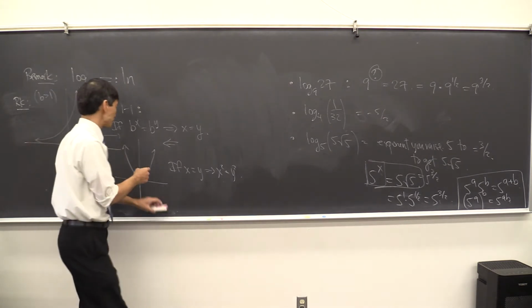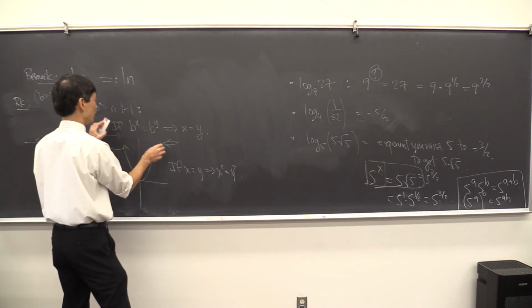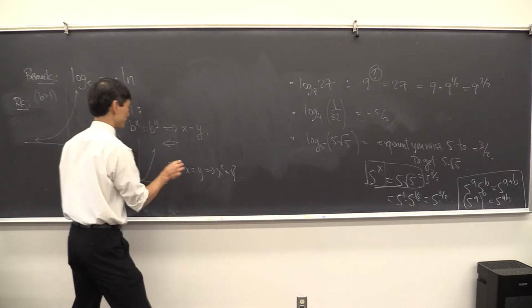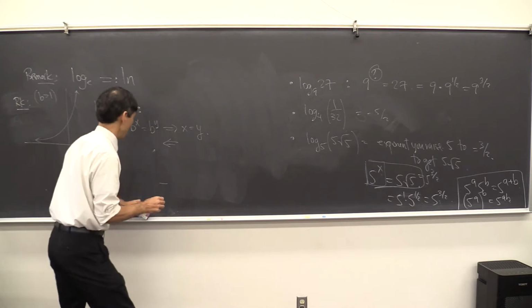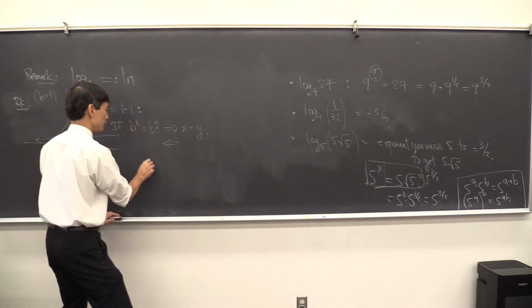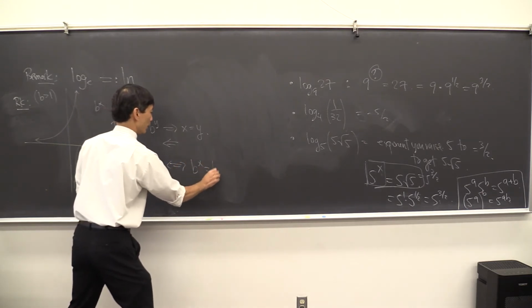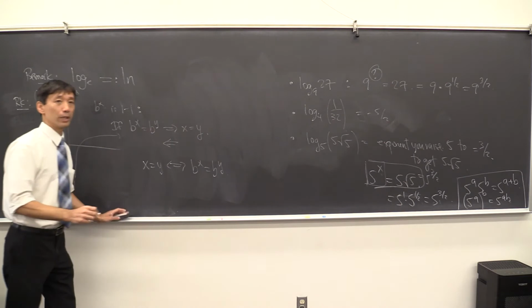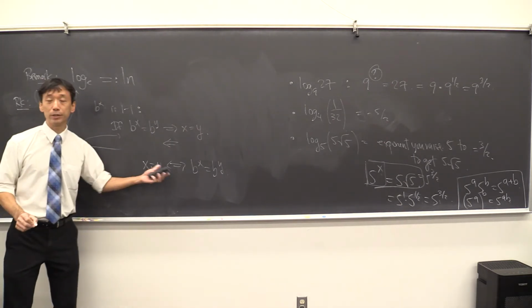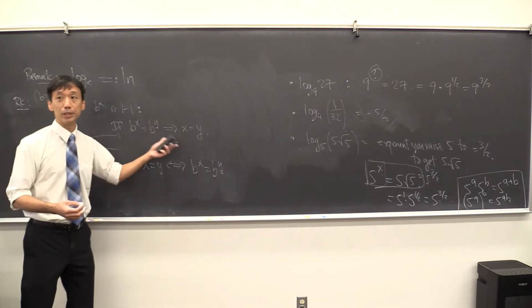Okay. So b is one-to-one, which means that this equality is equivalent to this equality. These equalities are the same equality. They logically imply each other.